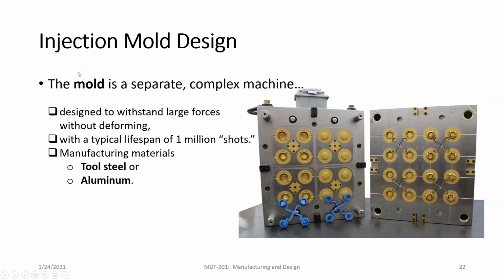Injection mold design. The mold itself is considered a separate and very complex machine for injection molding. You can just see in this image right here, we have 1, 2, 3, 4, 5, 6, 7, 8, 16 different parts that we're going to create on one injection. The plastic is going to be injected in here. Can we see that? I don't think we can.